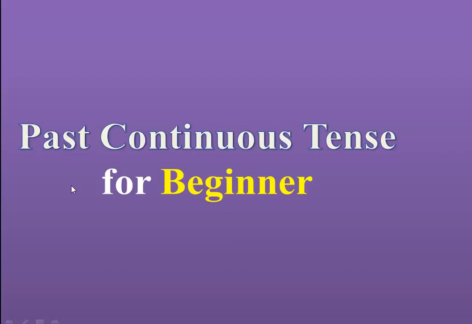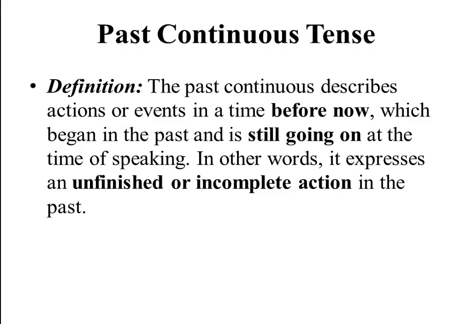First, before we go to the form of past continuous, this is the definition of past continuous tense. The past continuous describes actions or events in the past, in the time before now, which began in the past and were still going on at the time. In other words, it expresses an unfinished or incomplete action in the past. So this is the definition of past continuous.